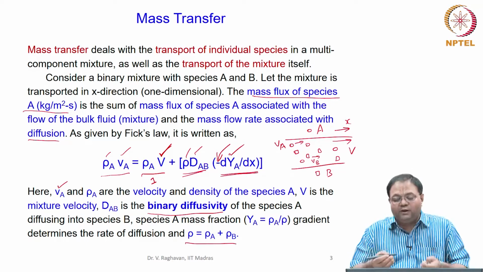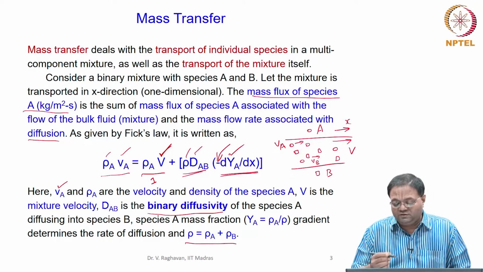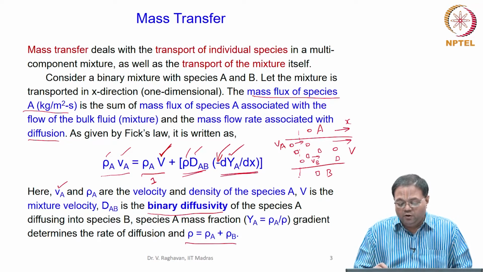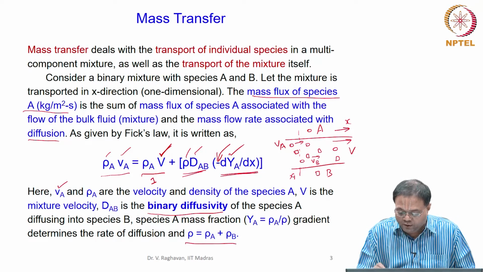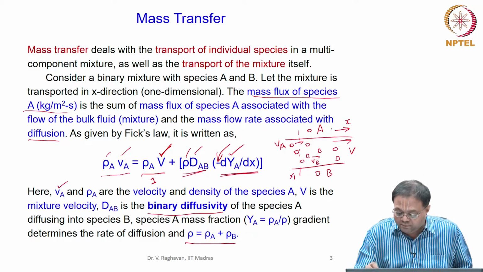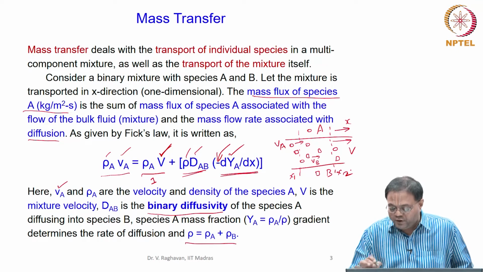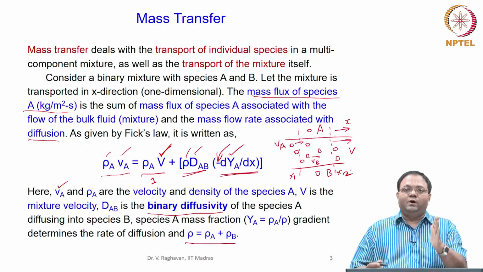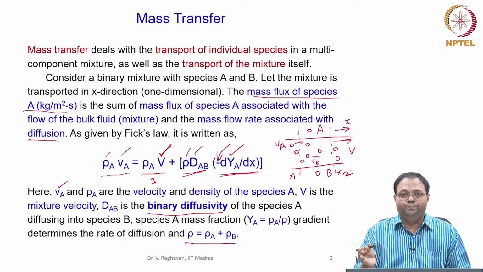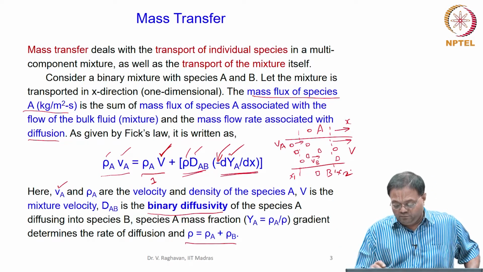Individually, species may be moving with the velocity of VA and VB, and also based upon the concentration. For example, take a particular section here. In this section, say x1, the concentration of the species A is higher compared to section x2, where the concentration is less. So at x1 you have a higher concentration of A, at x2 you have a lower concentration, because there is a decrease in the gradient, the mass fraction basically.